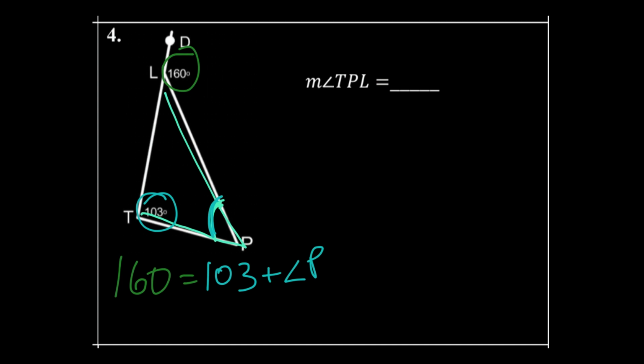And just like before, now I do have an extra step. I have to get angle P by itself. So I'm going to first subtract 103 from both sides. And we're going to find that the measure of angle P is 57 degrees.